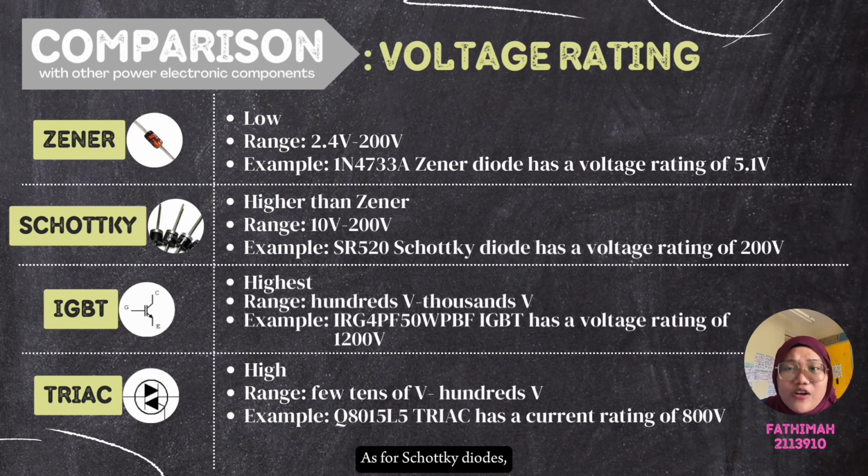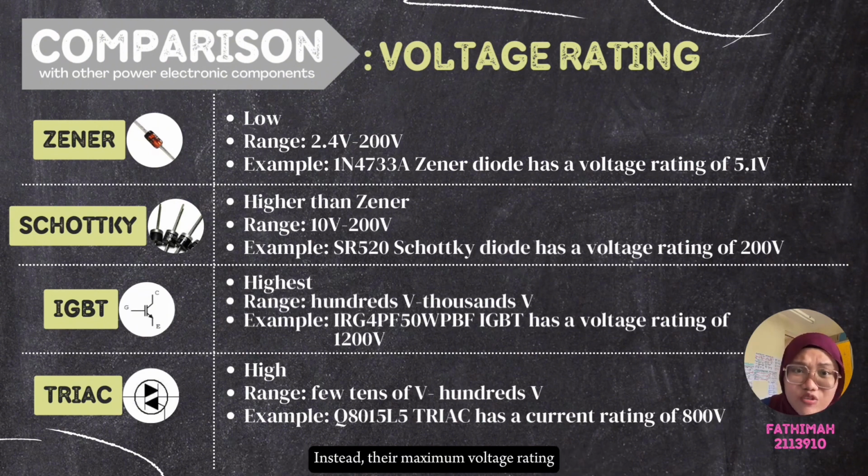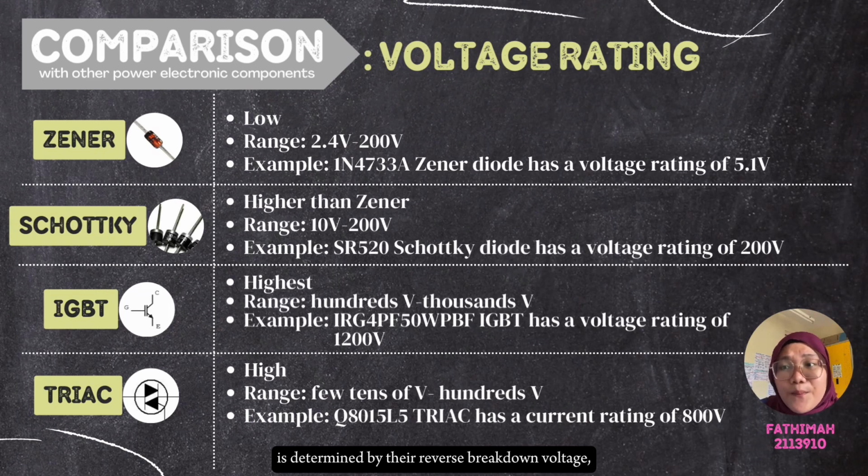As for Schottky diodes, they do not have a specific voltage rating like Zener diodes. Instead, their maximum voltage rating is determined by their reverse breakdown voltage, which can range from a few volts up to several hundred volts.